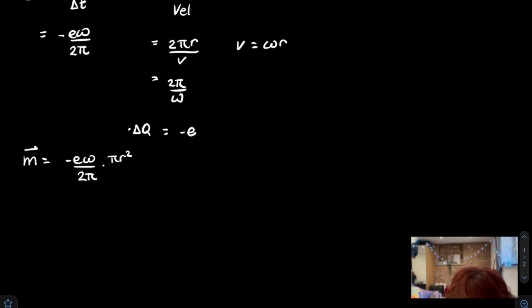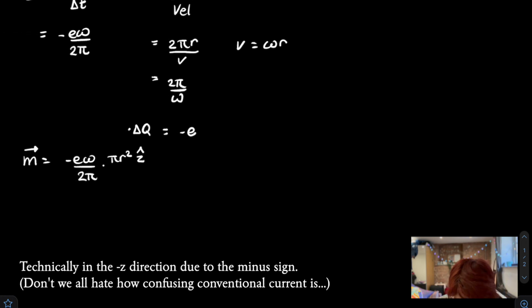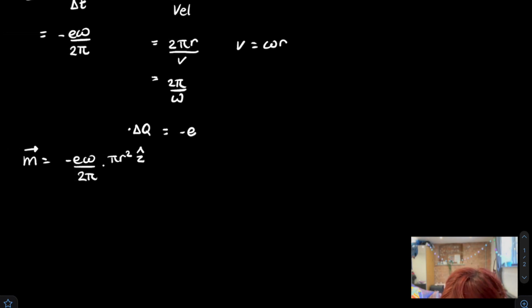And this magnetic dipole moment is going to be in the z hat direction right there, so pointing vertically upwards in this case. So the pi's are going to cancel, and we're just simply going to end up with minus e omega r squared divided by 2, z hat direction.